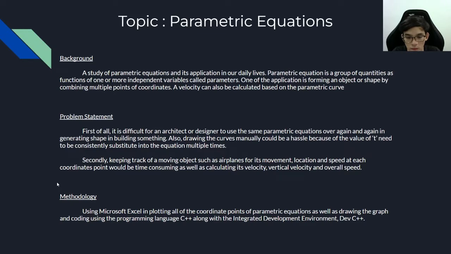Secondly, tracking a moving object such as an airplane for its movement, location and speed at each coordinate point will be time consuming, as well as calculating its velocity, vertical velocity and overall speed. Thus, we can excel in calculating these by using certain programs such as Microsoft Excel and coding using the programming language C++.